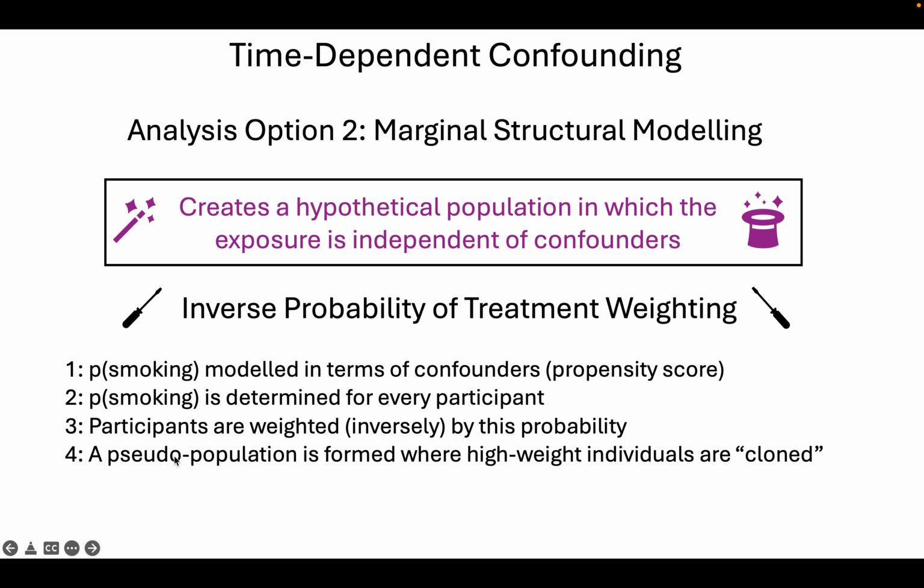And this effectively creates a pseudo population where those with a high weight, so a low probability of the treatment they received, are kind of, for lack of a better word, cloned. So they would show up as multiple individuals in the data set almost. It's not that simple, but you're effectively weighting the population across these confounders and making it so you don't even need to control for them. You've effectively controlled for them through this process of creating a pseudo population.